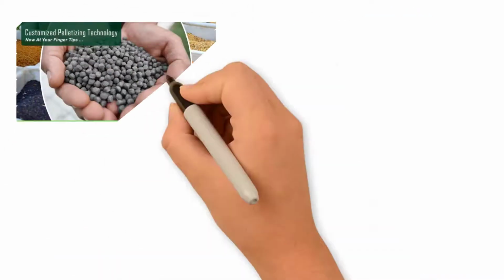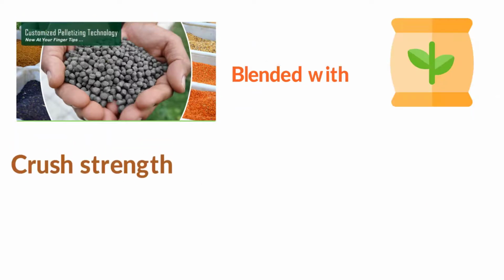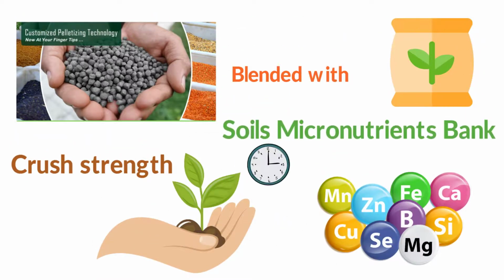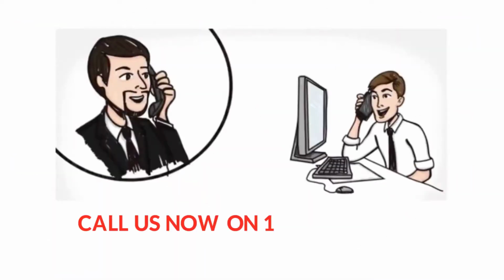Dunamis Prill can be blended with existing compound fertilizers, has excellent crush strength, and builds or maintains the soil's available and absorbable micronutrients bank over time.